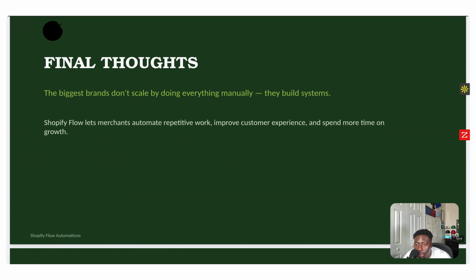So some final thoughts here. Big brands, you're not going to scale by doing everything manually. As you get more team members, as your business grows, as you get more products, systems is what's going to help you to be able to manage things and make them run smoothly, because like we mentioned with some of our examples here, you cannot do a lot of these things manually.